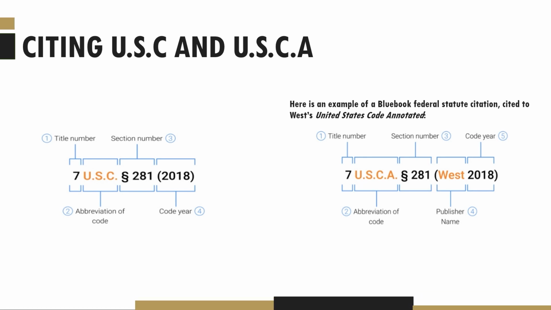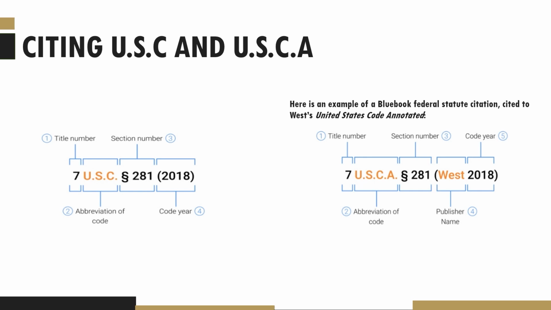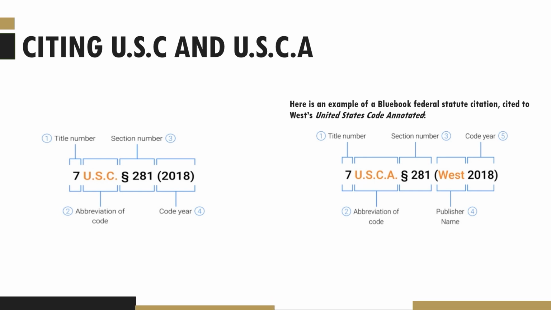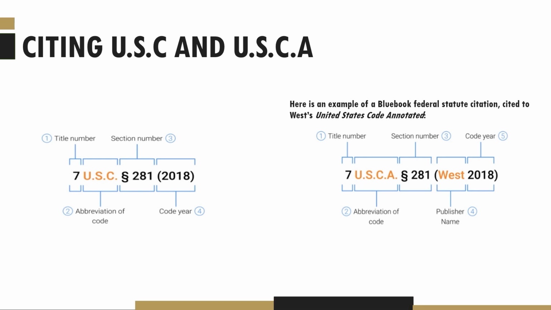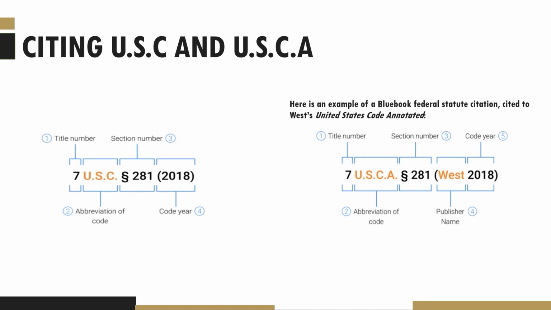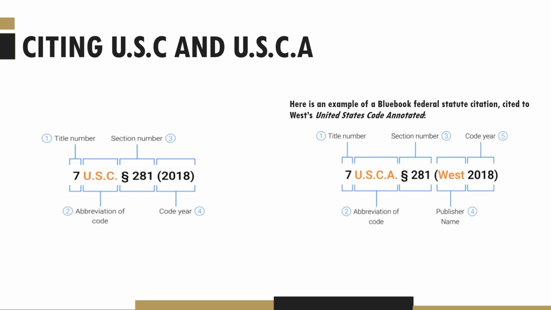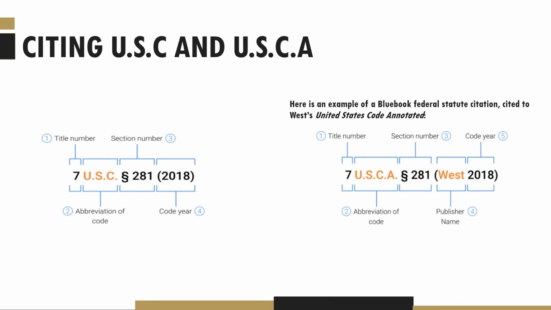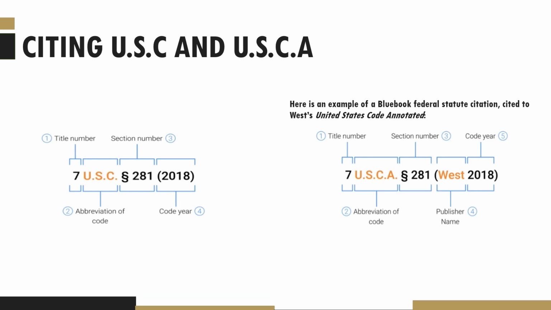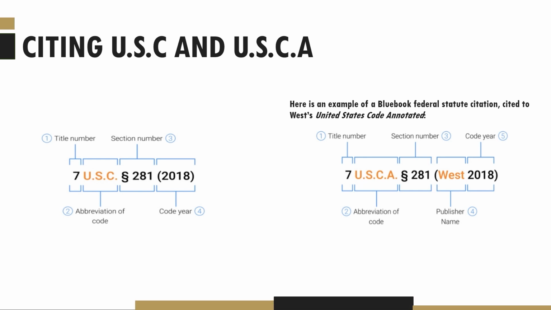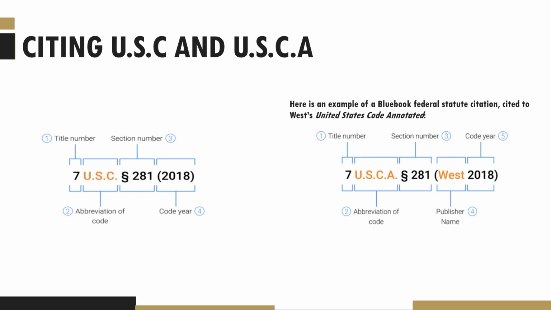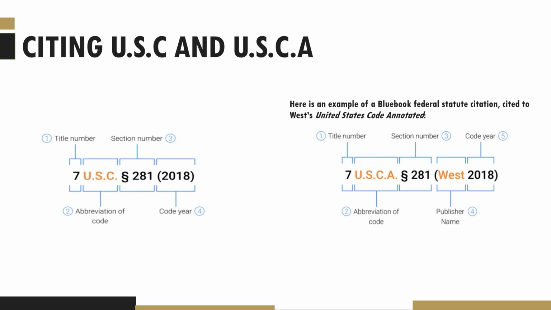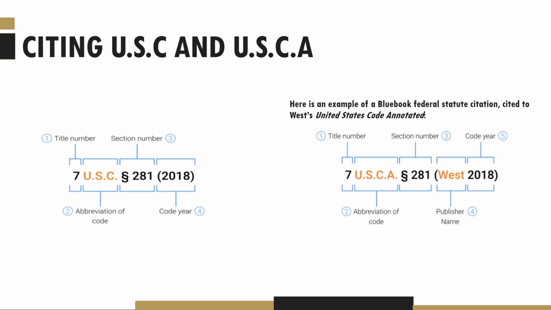So here we're going to read this as, with the U.S. Code, Title VII, USC, which stands for United States Code. The double little squiggly marks is the section symbol. 281 is the section itself, 2018 being the year of that code publication. On the right of that, you'll see the United States Code Annotated. Again, it's still Title VII, but we have USCA, the A indicating that it's annotated. Again, the double S squiggly symbol, which refers to the section 281. West in parentheses, with 2018 being the year, West being the publisher.